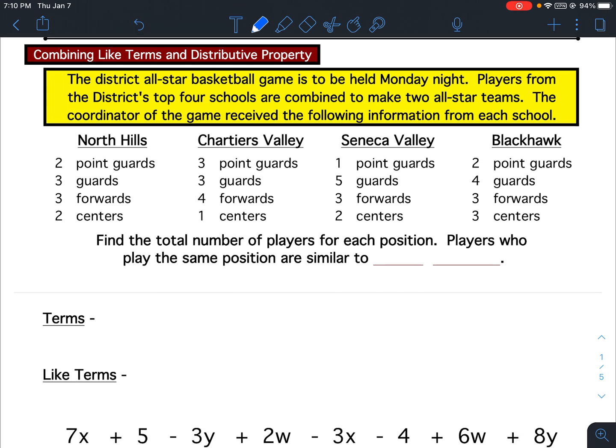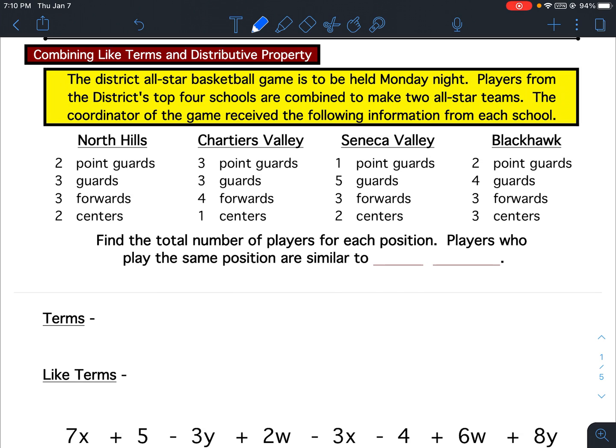The district all-star basketball game is to be held Monday night. Players from the district's top 4 schools are combined to make 2 all-star teams. The coordinator of the game received the following information from each school. North Hills is going to send 2 point guards, 3 guards, 3 forwards, 2 centers. Chartiers Valley, 3 point guards, 3 guards, 4 forwards, 1 center. Seneca Valley, 1 point guard, 5 guards, 3 forwards, 2 centers. And Black Hawk is going to send 2 point guards, 4 guards, 3 forwards, and 3 centers.